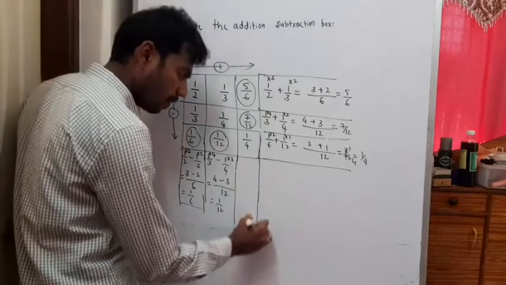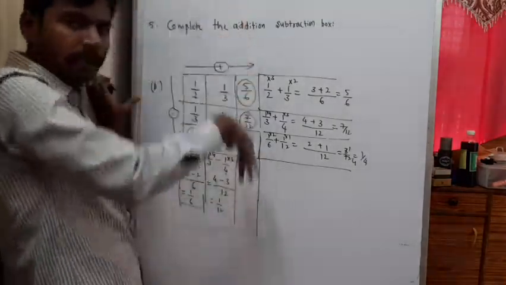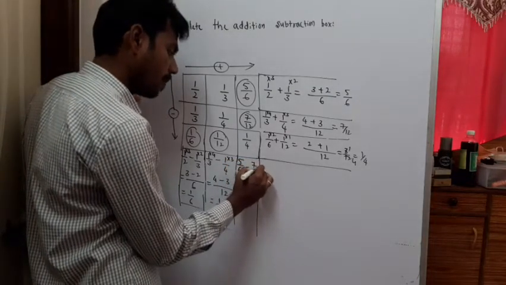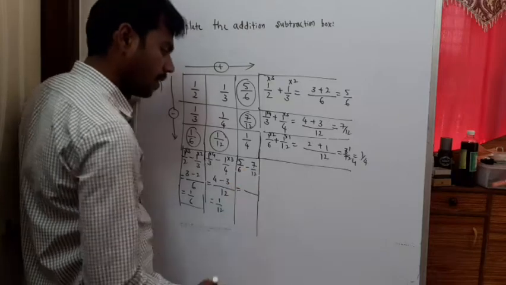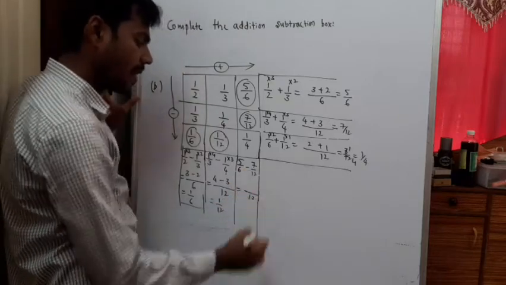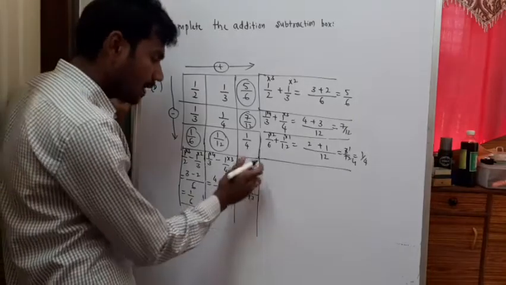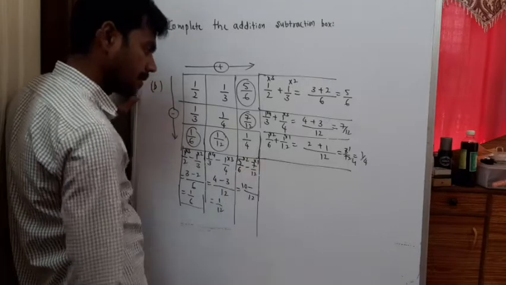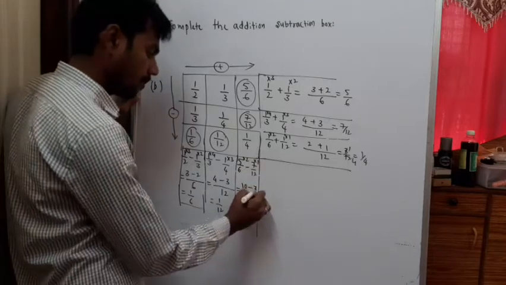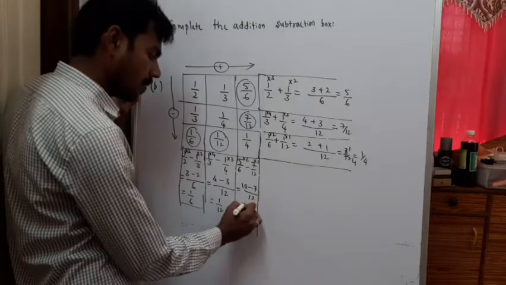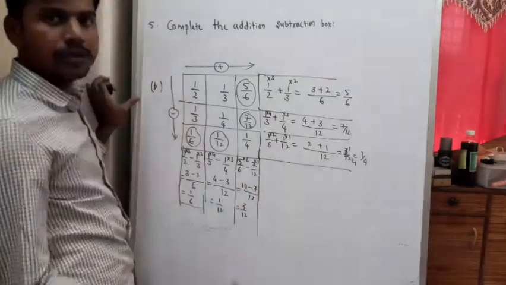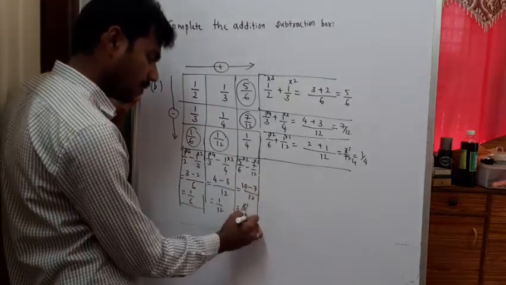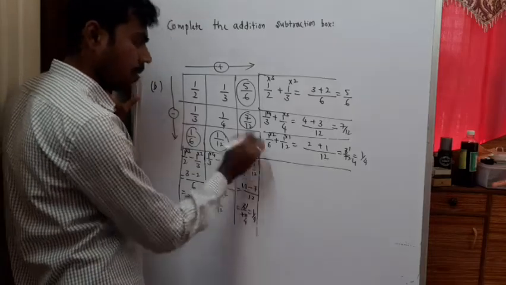Shall we verify? We will verify. 5 by 6. Since you are traveling in the downward direction, what you need to do? You need to subtract. 5 by 6 minus 7 divided by 12. Since 12 is the multiple of 6, or 6 is a factor, 12 will be the LCM. 6 2s are 12. 12 1s are 12. 5 2s are 10 minus 7 1s are 7. 10 minus 7, 3 divided by 12. We should bring it to the simplest form. 3 1s are 3 4s. So we got 1 by 4. So our answer is satisfied.